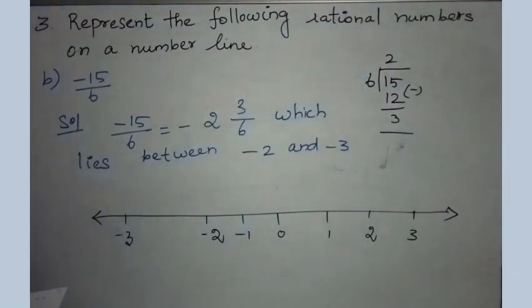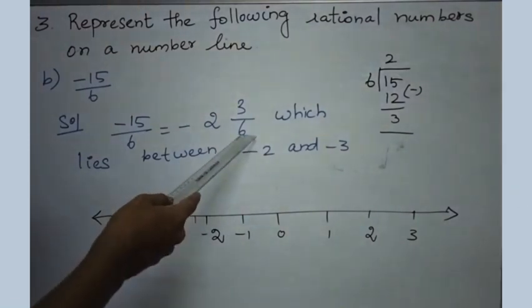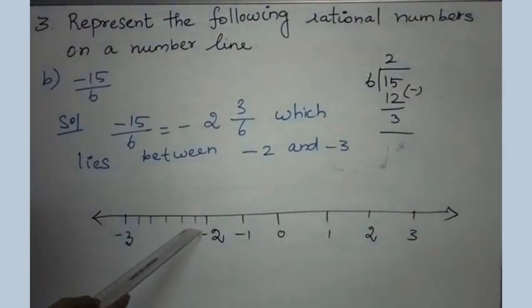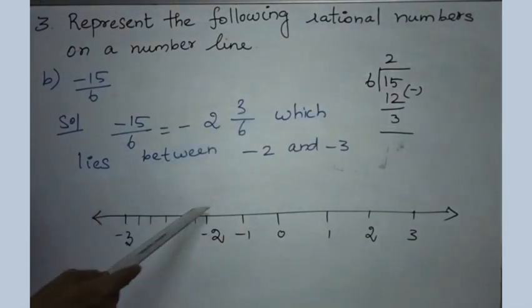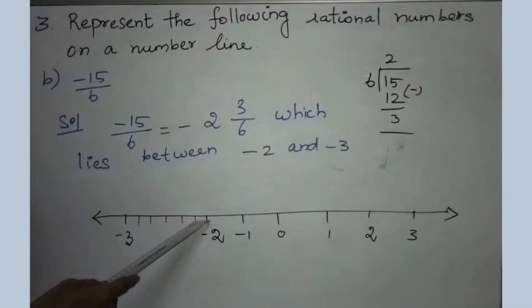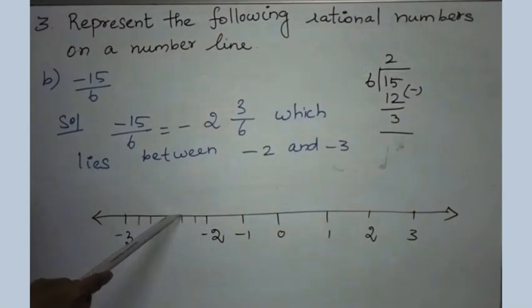Okay, listen carefully. Now check the length of the interval. How many total intervals? That is 6. Count 1 2 3 4 5 6. Except -2, you have to mark 1 2 3 4 5 6. Totally 6 equal-length intervals. You have to mark 3. The line is 3. 1 2 3. You have to mark the point here.